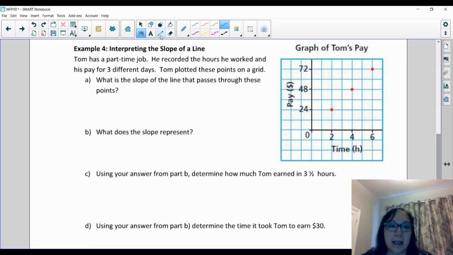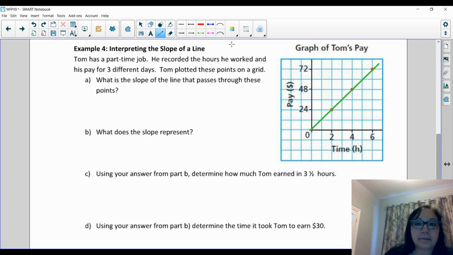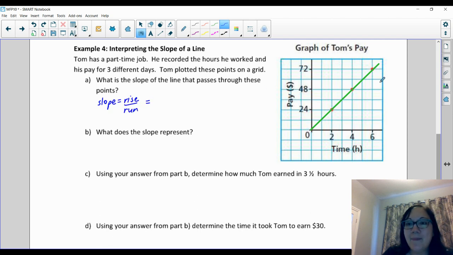Okay, so it looks like if I were to draw the line for Tom's pay, it's going through all of those points, and we want to figure out what the slope is. So we're going to do some rise over run work. And I can pick any 2 dots to look at. So I'm going to pick this one to find the rise and this one to find the run. It's a little bit hard for me to draw straight on here. Sorry, here's my triangle on this one.